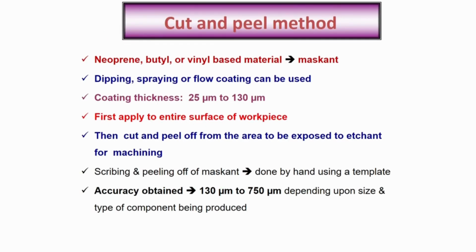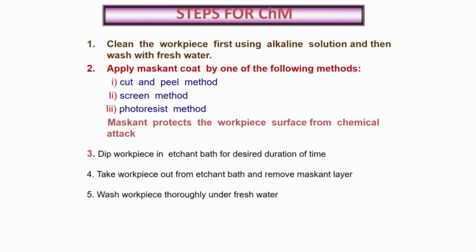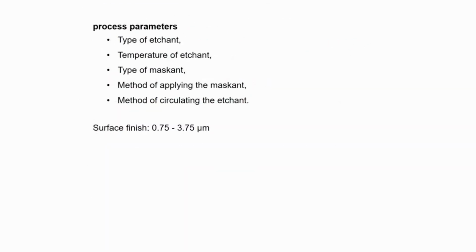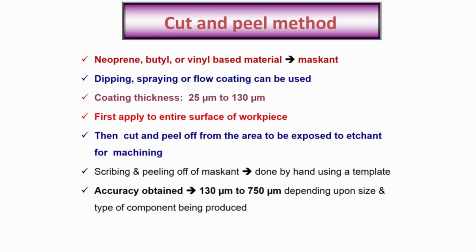So there are different methods for depositing the maskant onto the workpiece surface. As we already discussed, the first method is the cut and peel method, the second one is the screen method, and the third one is the photoresist method. First we shall discuss the cut and peel method. In the cut and peel method, neoprene, butyl and vinyl based materials are used as a maskant.